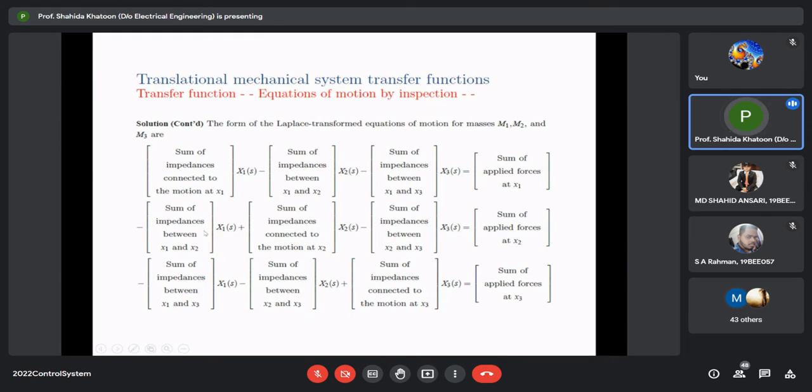Okay, the summation of all this will give you the sum of applied forces at x1. Similarly, for another equation you will get sum of impedances between x1 and x2 with minus sign, plus sum of impedances connected to the motion at x2 with plus sign, then with minus sign sum of impedances between x2 and x3. That will give you the sum of applied forces at x2. Okay, similarly, the third equation.